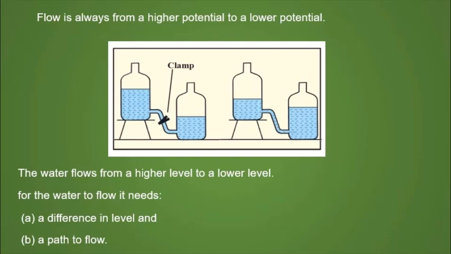Also, you will find that the water stops flowing after some time. That is because this happens when the level of water becomes equal in both the bottles. That is, there is no difference in the level. So, for water to flow, we always need a difference in level and we also need a path.